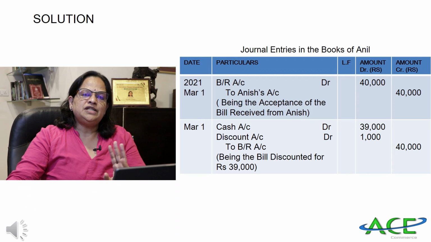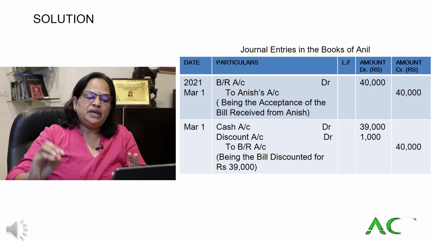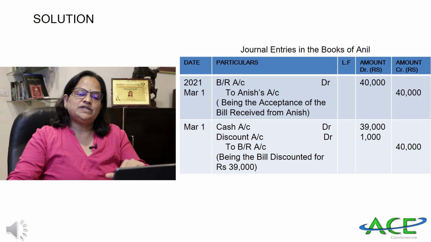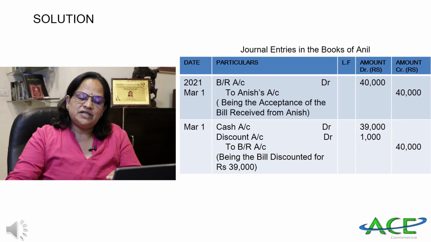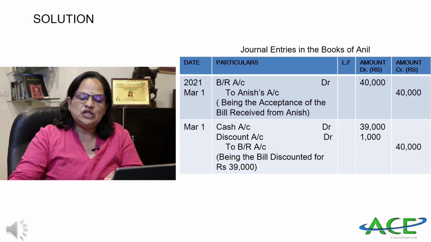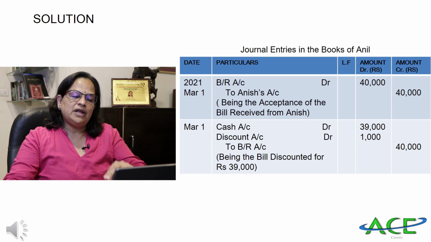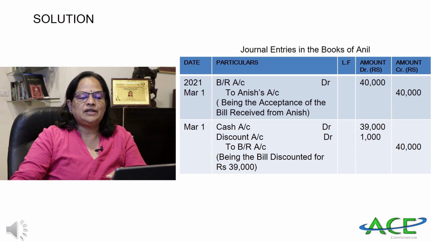So, journal entries in the books of Anil. Bills receivable account debit 40,000 to Anish's account 40,000. It is a credit transaction. Being the acceptance of the bill received from Anish. Now, on March 1st, the same transaction, he is discounting the bill. So cash account debit 39,000, discount account debit 1,000, to bills receivable account 40,000. Now, how we got this 1,000 rupees as discount, I have calculated, and I will explain that. Being the bill discounted for 39,000.